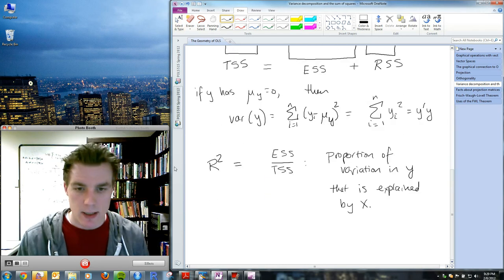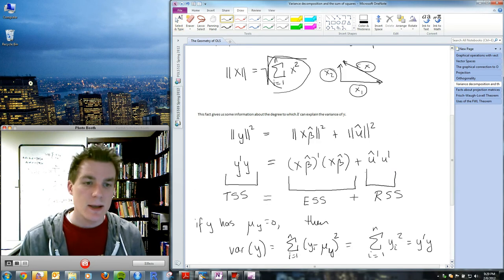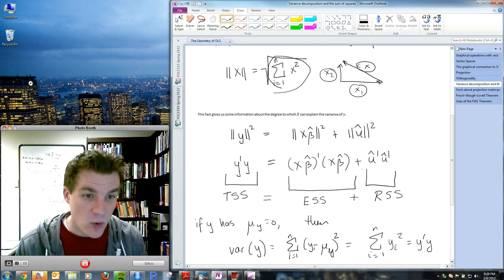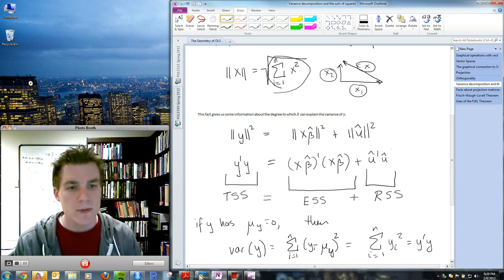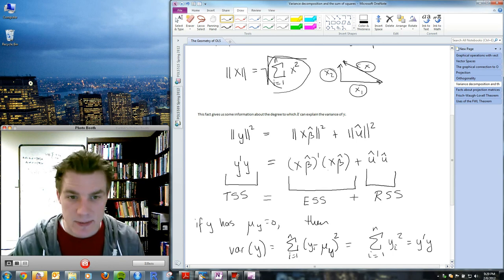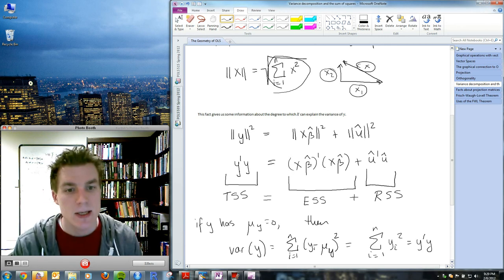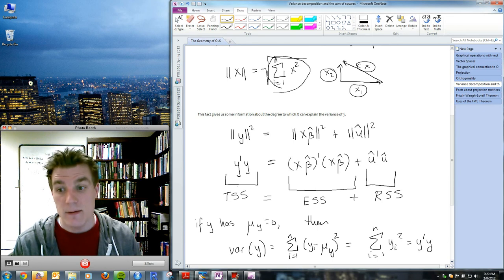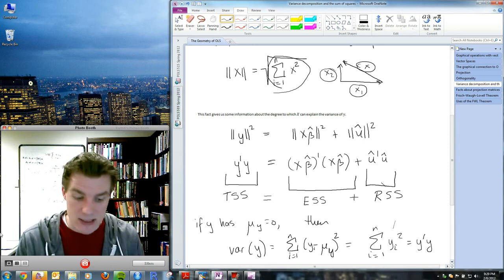And you'll notice that r squared has to lie between 0 and 1, and that's true because these are all positive quantities. U hat transpose u hat is a positive quantity. It's a sum of squares. This is a positive quantity. It's a sum of squares. It adds up to a positive quantity, which implies that this cannot be any bigger than this. If it were, u hat transpose u hat would have to be negative, and that's not possible.